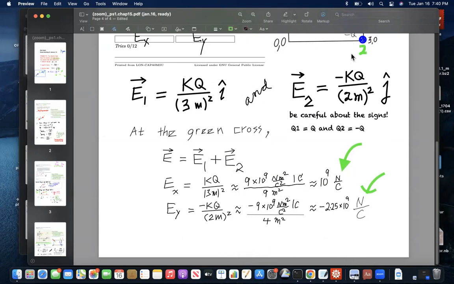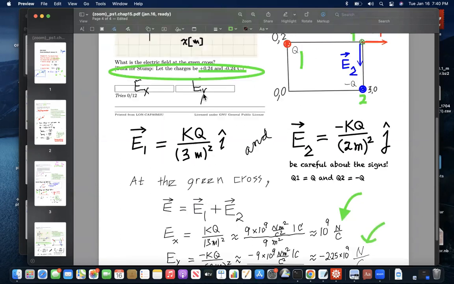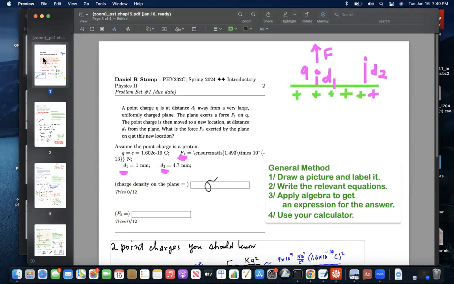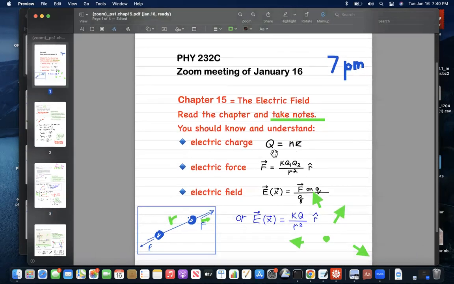Oh, here's another question. I have a more vague question. The first equation you showed, I don't have in my notes, and I can't find it in the textbook. Do you know where that is? Do you mean this? Q is n e.